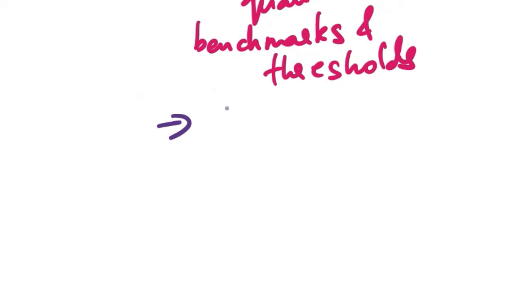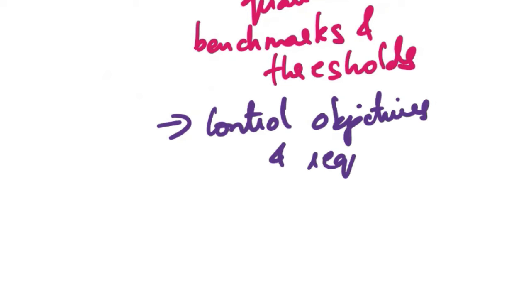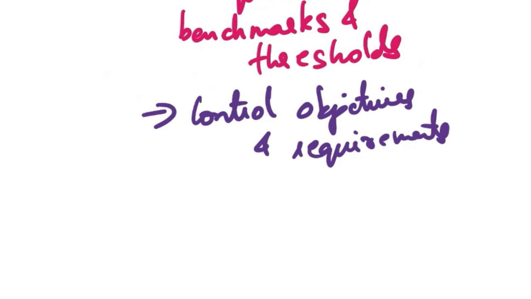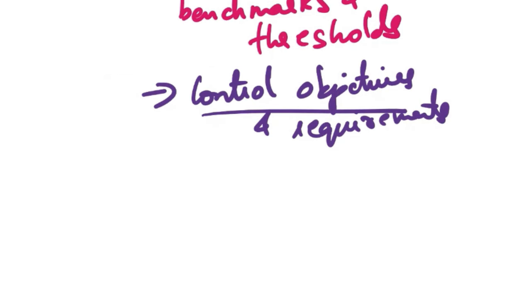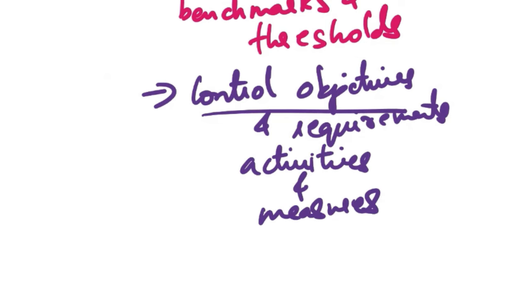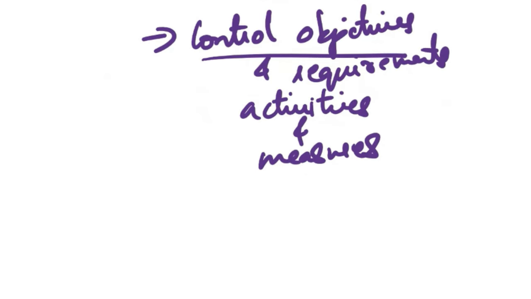After this, you identify control objectives and requirements that need to be met to achieve compliance with selected standards and frameworks. Break down these control objectives into specific control activities and measures that can be evaluated during the audit. Also consider control domains such as access control, change management, incident response, data protection, and business continuity.